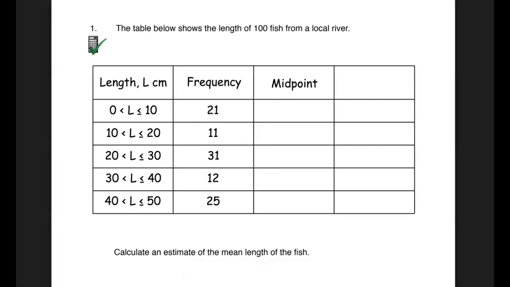For example, the first thing is that they ask you to find the midpoint, between 0 and 10. For those that have been with me for a while, if you want to find the midpoint, you add them together and divide by 2. So 0 plus 10 is 10, divided by 2 is 5. We put 5 here. 10 plus 20 is 30, divided by 2, that is 15.